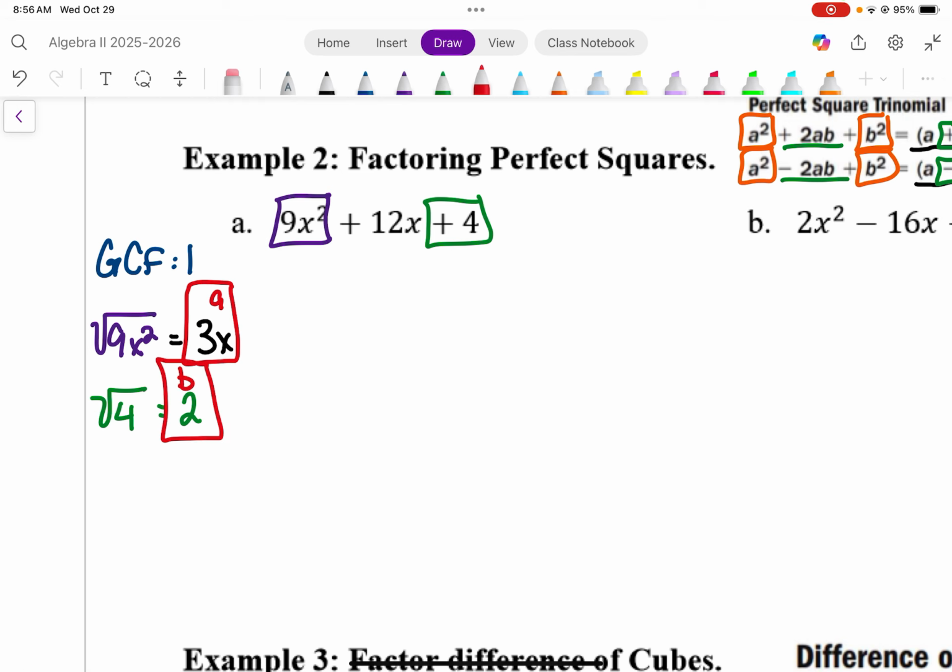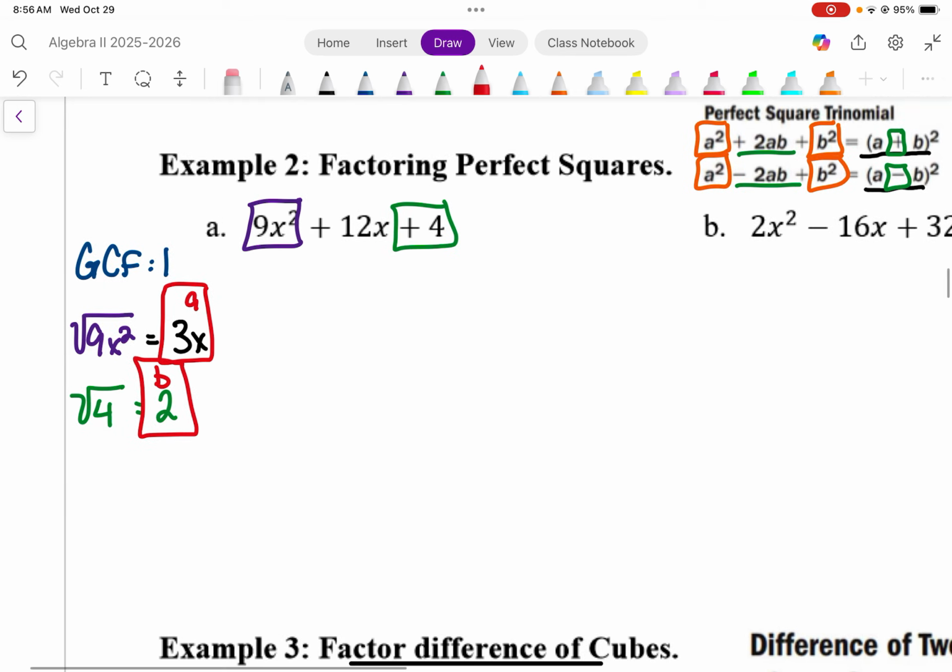To factor it, having a perfect square trinomial, we need to double check that if we take 2 times our a times our b value, does it equal 12x? So we'll do 2 times our a of 3x times our b of 2. When we multiply these, 2 times 3 is 6, times 2 is 12, and we still have that x. Because it works, and we have 2 perfect squares at the beginning and the end, we are able to factor it.